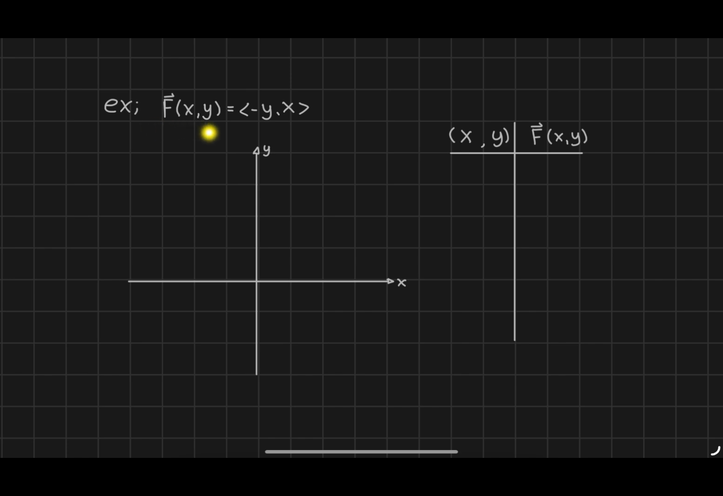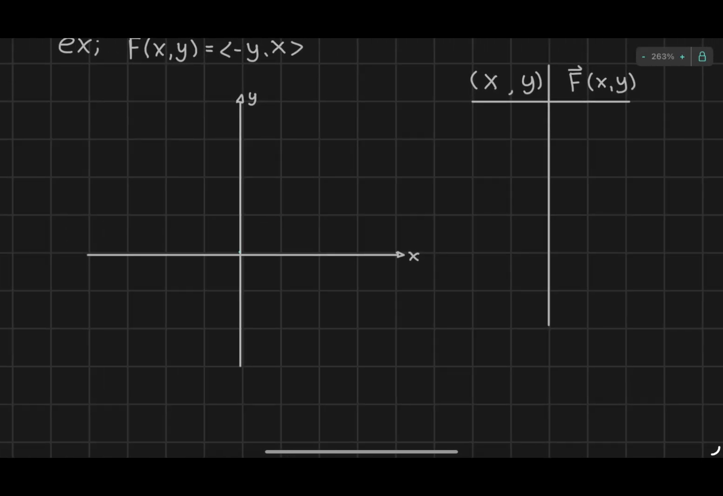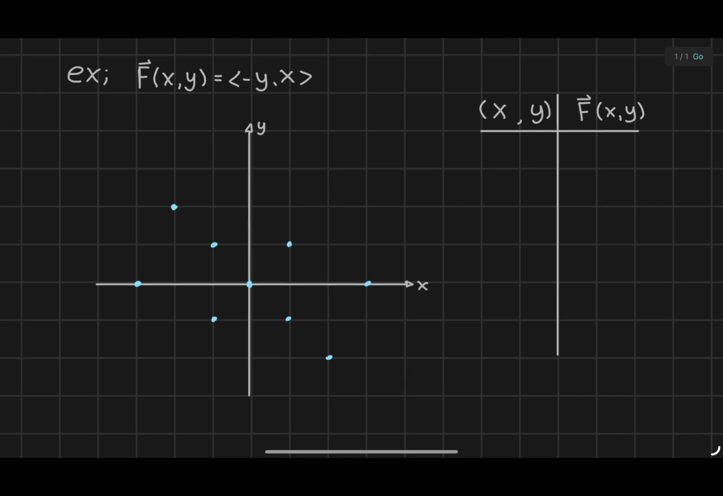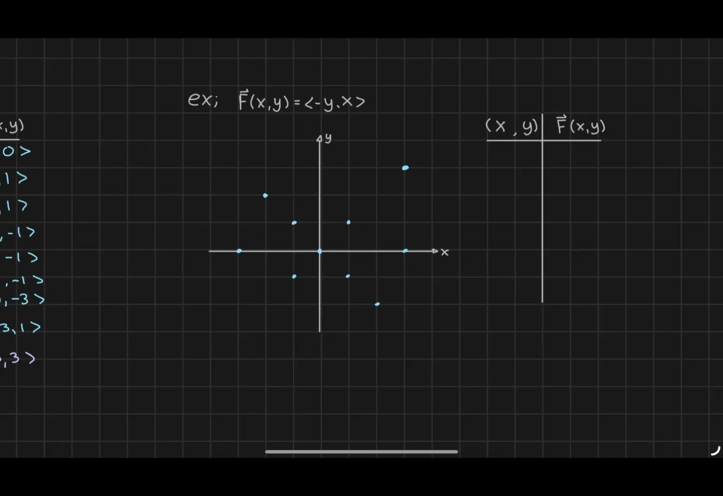Given the vector field f of x, y is equal to negative y, x, let's go ahead and use the same kind of strategy we used in the other one. We know what the origin is going to look like, but we'll put it down anyway. Let's make a little box around our origin here, and then we'll switch it up this time. We'll do 3, 0 and negative 3, 0. And then we'll do 2, 2. Maybe we'll do 2, negative 2. And let's do one funky point. We'll do 3, 3 up here. Okay, so those are our points here.